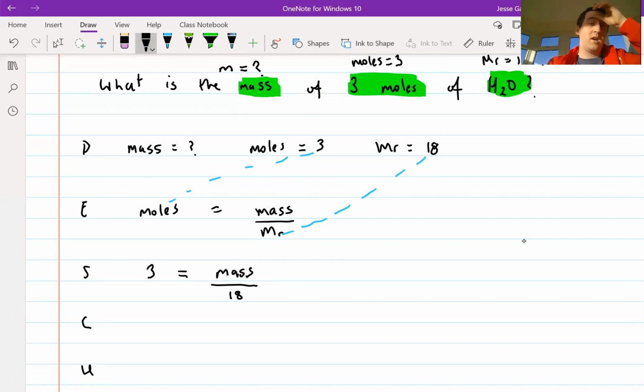Now, I want to find mass. Mass is the unknown. Now, at the moment, mass is divided by 18. I don't want to know what mass divided by 18 is. I want to know what just mass is. So we need to remove the 18. Now, if I want to remove 18, the best thing I can do with it is multiply it by itself. So multiply it by 18.